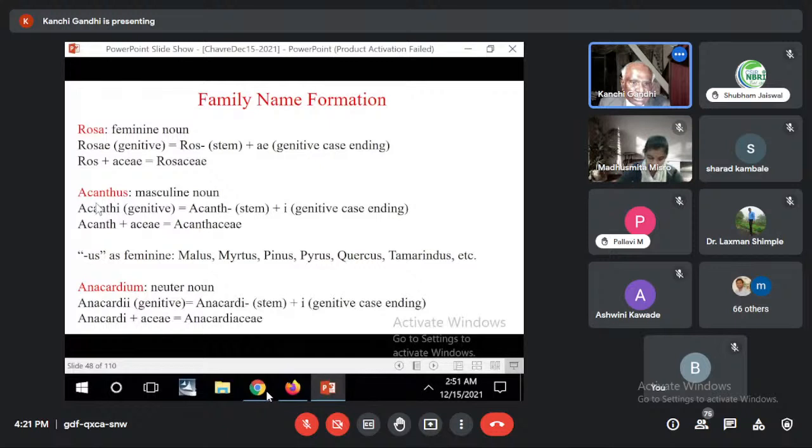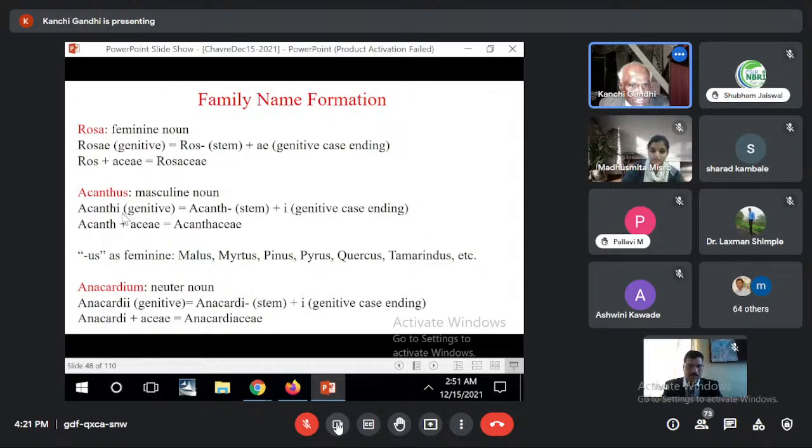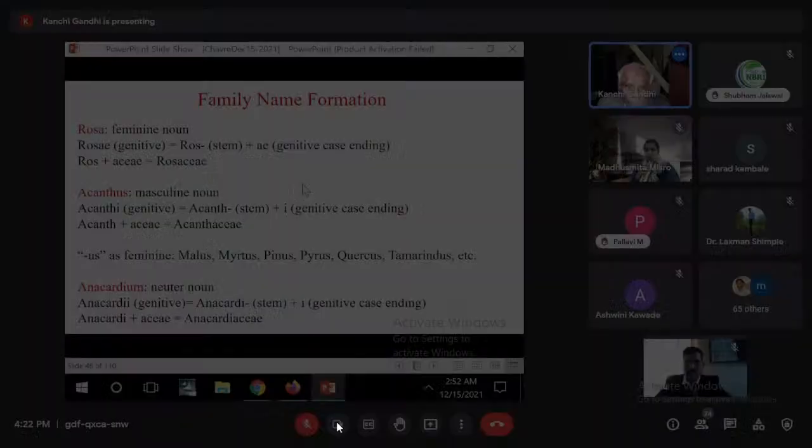Then Acanthus, us ending, masculine noun. Now, look at your handout. To make it genitive, for everything, the first thing is we make it the genitive form. Why we have to make the genitive form, you will understand as I proceed further. So, to make it genitive, you remove the us ending and add i, Acanthi. So Acanthi is the genitive form of Acanthus. Then, in Acanthi, Acanth is the stem and i is the genitive case ending. For our purpose, we do not need the genitive case ending. The stem is Acanth, to which you add aceae, Acanthaceae. This is how family names are derived.